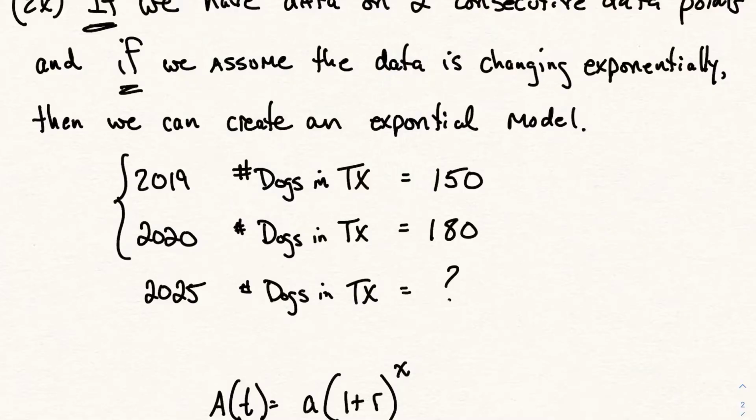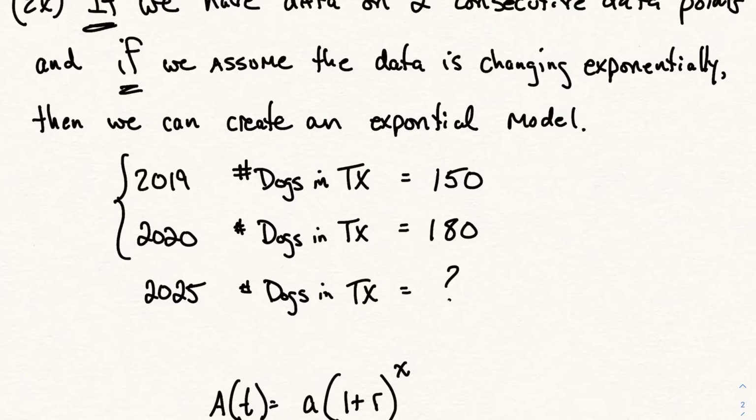So let's imagine that we've counted up the number of dogs in Texas. This is an absurd number, but let's just pretend. So in 2019, we counted up every dog in the state of Texas, and it was 150. If it makes you feel better, call it 150,000 or 150 million. We're just going to go with 150 to keep our numbers easy. Now, the following year, we're going to say it's 2020, and the number of dogs in Texas has grown to 180 or 180,000 and so on.